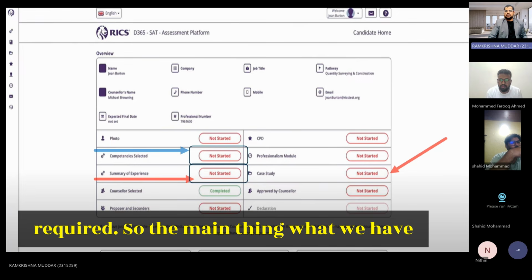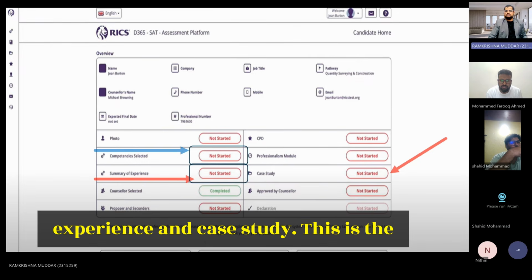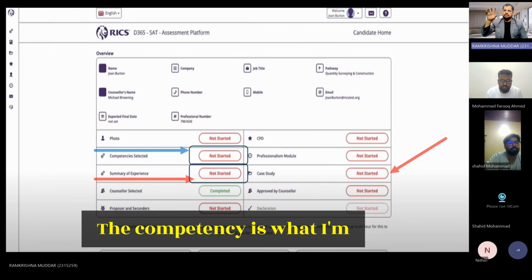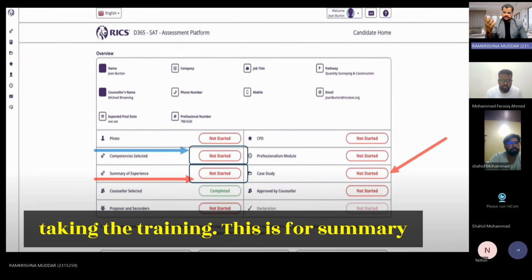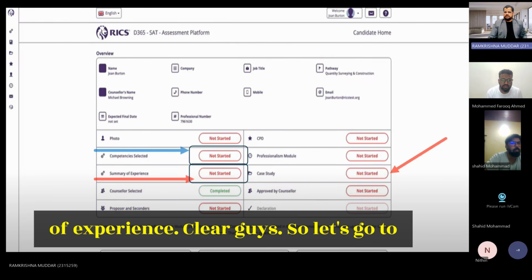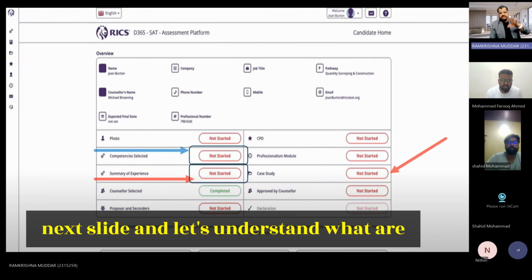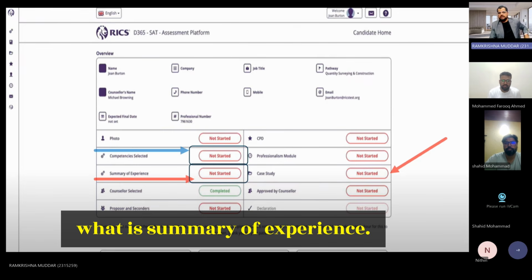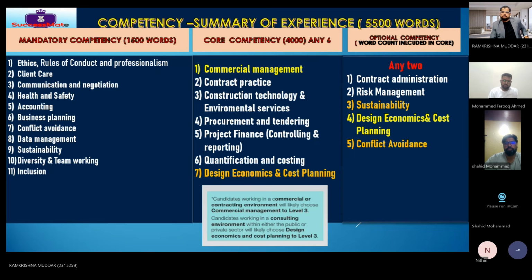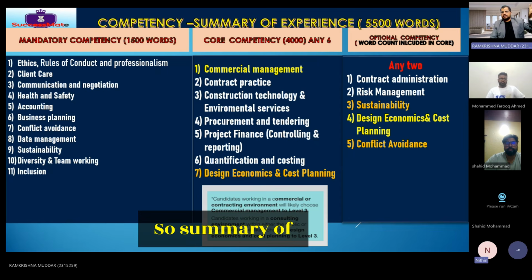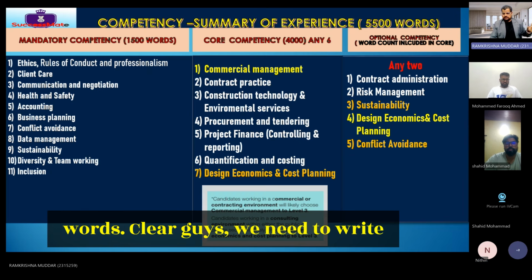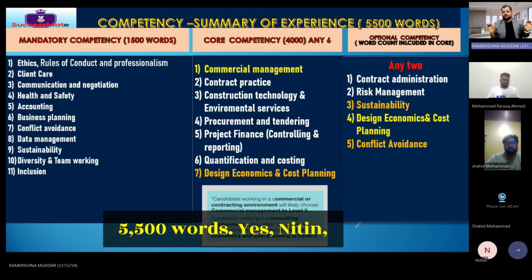The main things we have to concentrate on here are the summary of experience and the case study. These are the 2 main things. Now the competencies I'm taking the training on are for the summary of experience. Clear, guys? Let's go to the next slide and understand the different types of competencies and what the summary of experience is. For the summary of experience, we need to write 5,500 words. Clear, guys? We need to write 5,500 words.